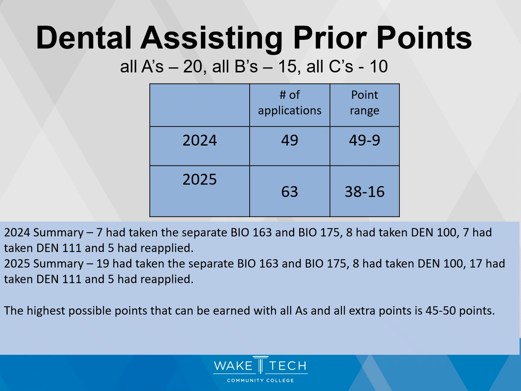A summary of the points from last year includes 19 students had taken the separate bios and earned 5 extra points, 8 had taken DEN 100 and earned extra points, 17 had taken DEN 111 and earned extra points, and 5 had reapplied and received those reapplication points. The highest possible points that can be earned with all A's and all extra points is between 45 and 50 points.